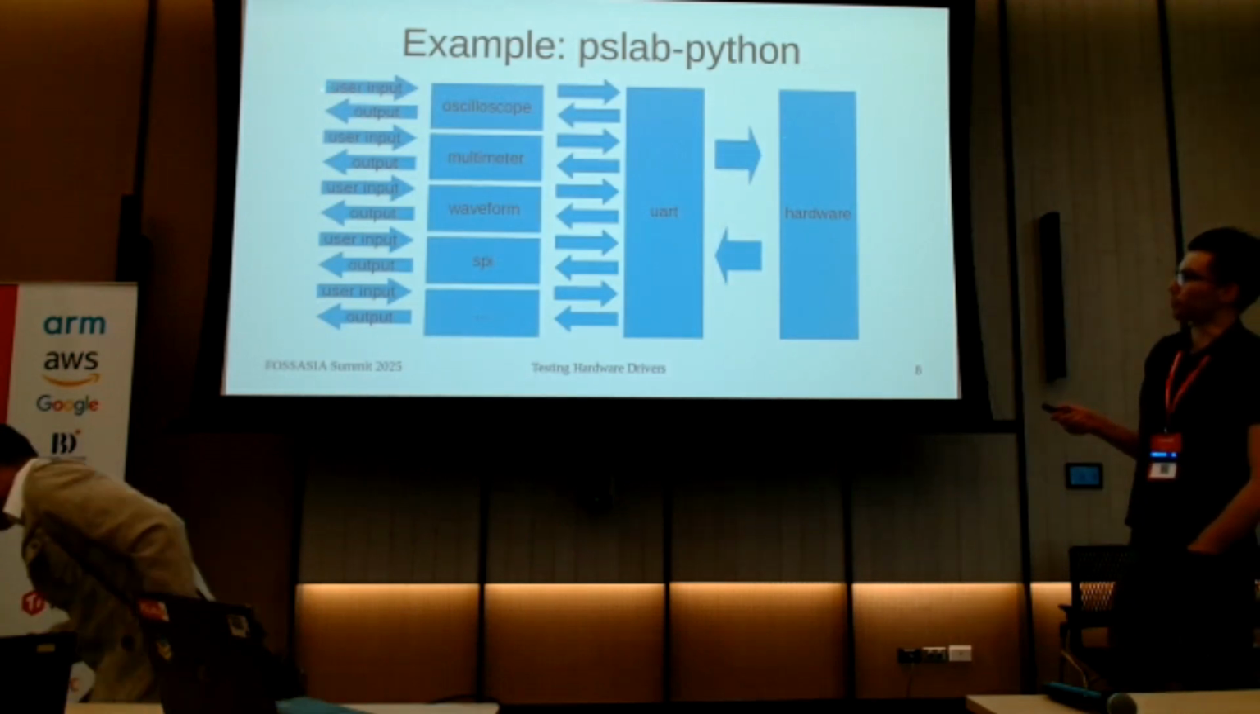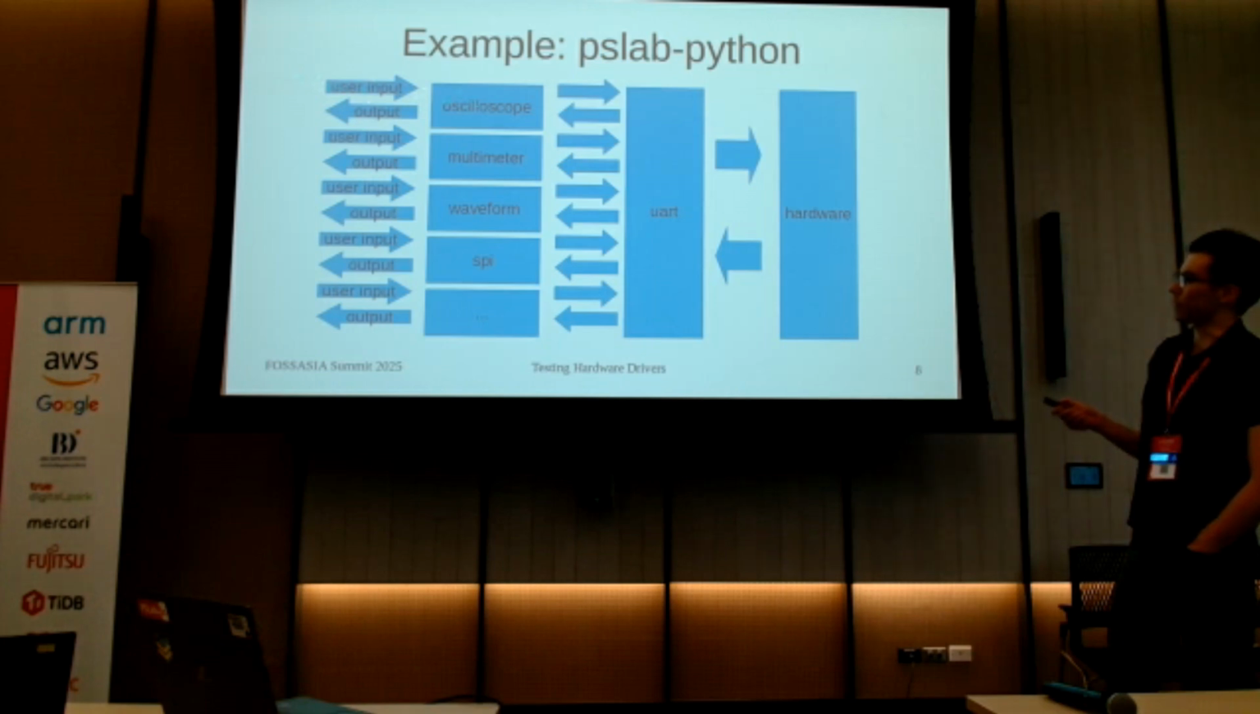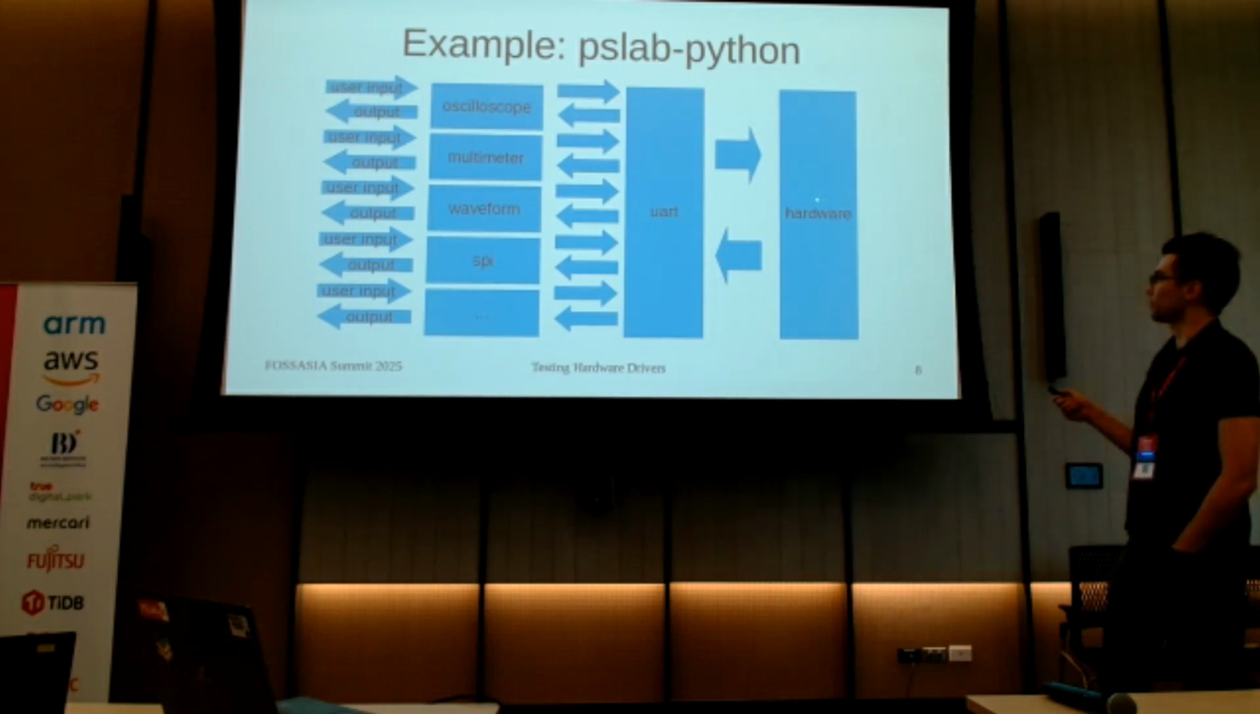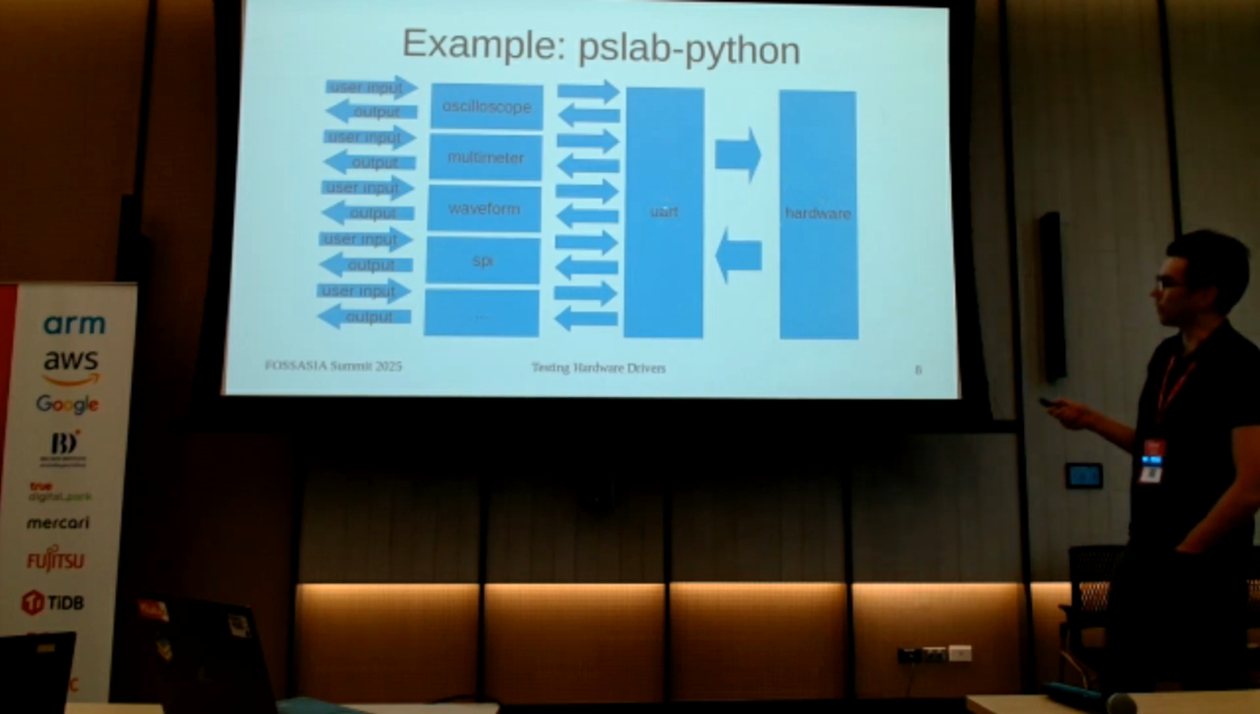So when the user puts something into, let's say, the oscilloscope, okay, I want to get some samples from the oscilloscope. This module calls the UART driver, which sends some bytes over to the hardware, which does something, sends some bytes back, which are handled by the UART driver, which then returns those to the oscilloscope module, which does some post-processing and hands the output back to the user.